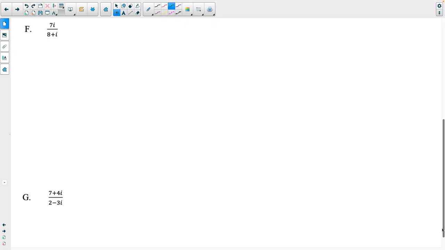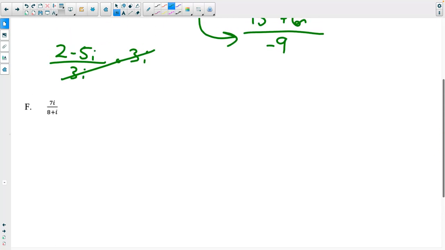All right, letter F. What is the conjugate of 8 plus i? 8 minus i. Yeah, it's just copy and paste. So 8 plus i, copy and paste, change the sign to 8 minus i, and I do that to the top and the bottom. Notice I put parentheses around this when I have addition going on, because I want to make sure I double distribute as I do this.